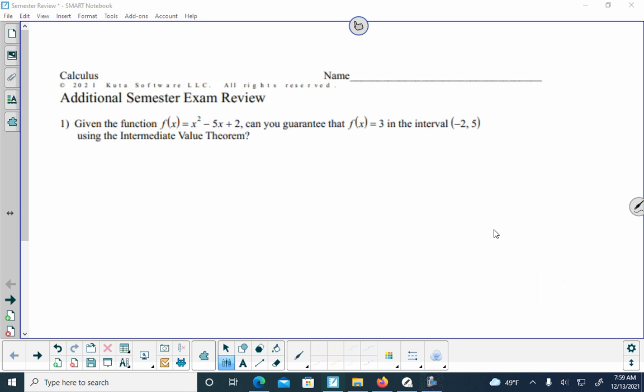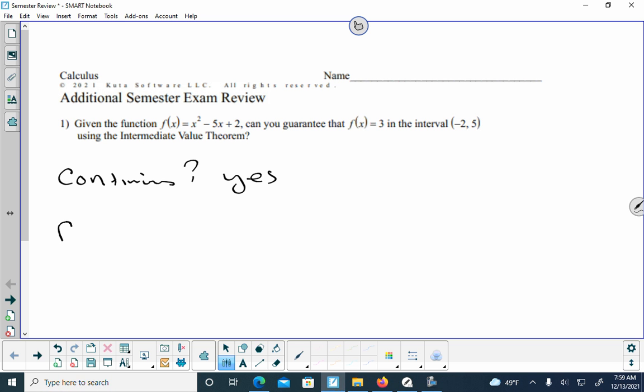So let's start. Given the function f of x is equal to x squared minus 5x plus 2, can you guarantee that f of x is equal to 3 somewhere in the interval of -2, 5 using the intermediate value theorem? The intermediate value theorem says that if the function is continuous, so I'm looking up there and I say yes, I say the function is continuous. Then you have to meet every value from your endpoint.